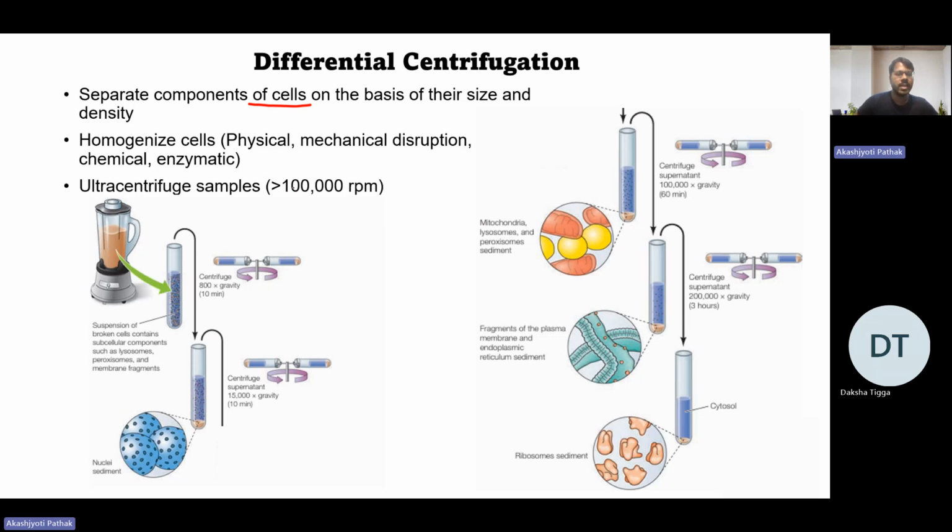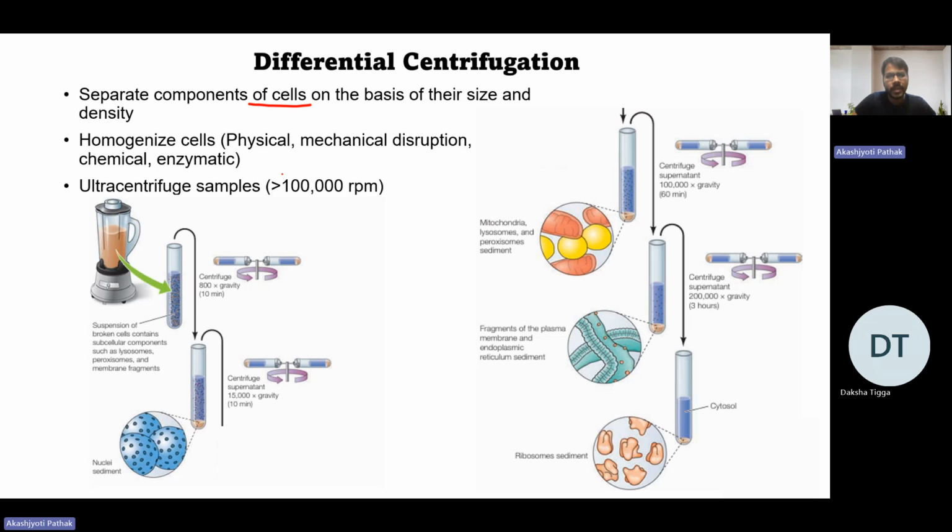So basically, in this technique, first we homogenize the cell, by physical, mechanical, chemical, or enzymatic disruption. So first we have to disrupt the cell membrane. That disruption can be done by these different methods: a physical method, mechanical method, chemical.